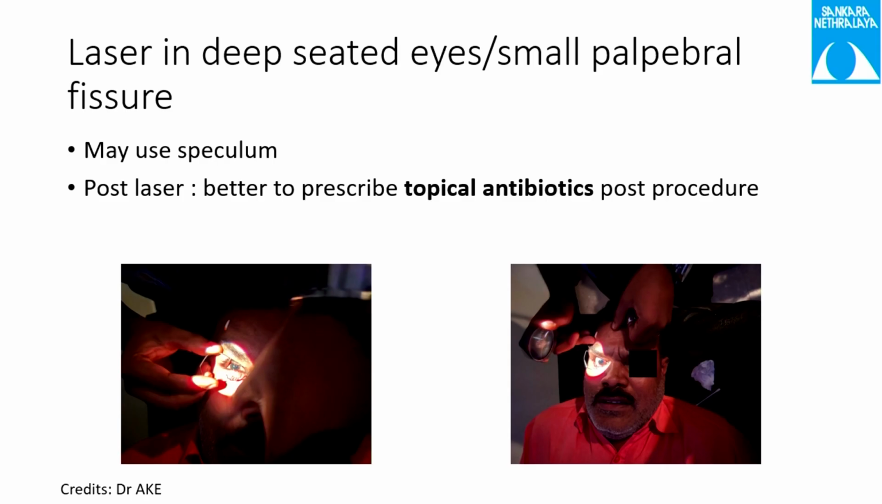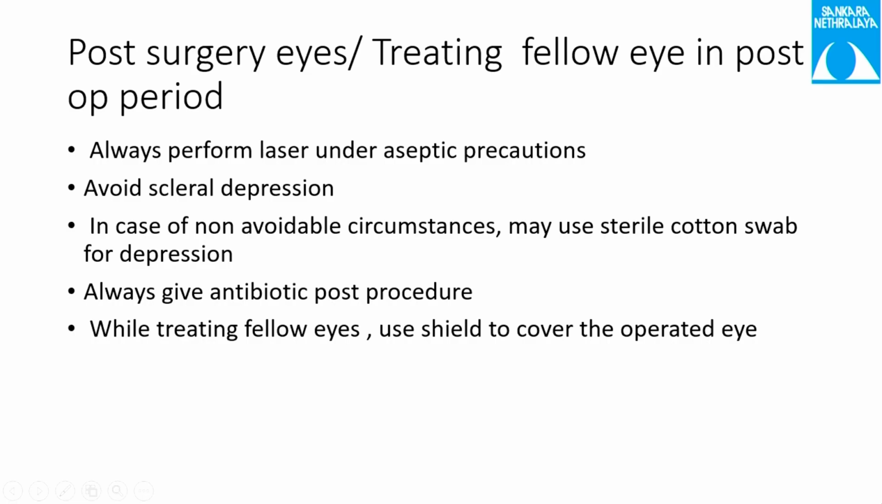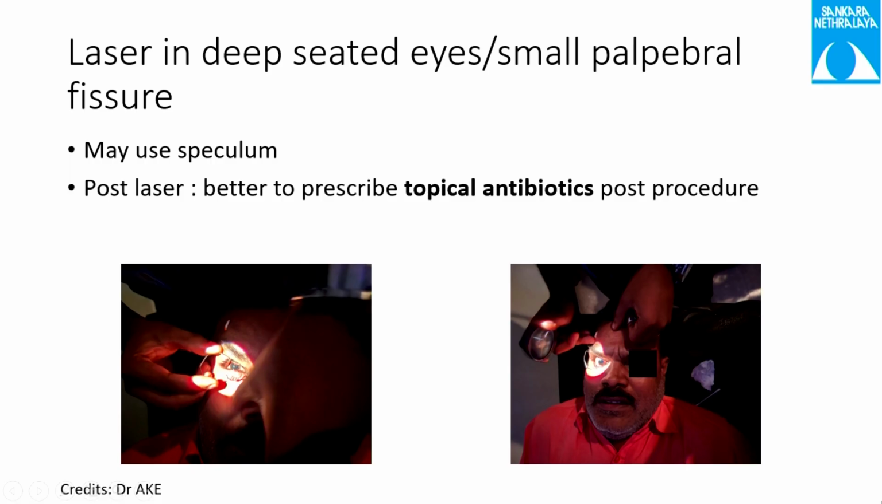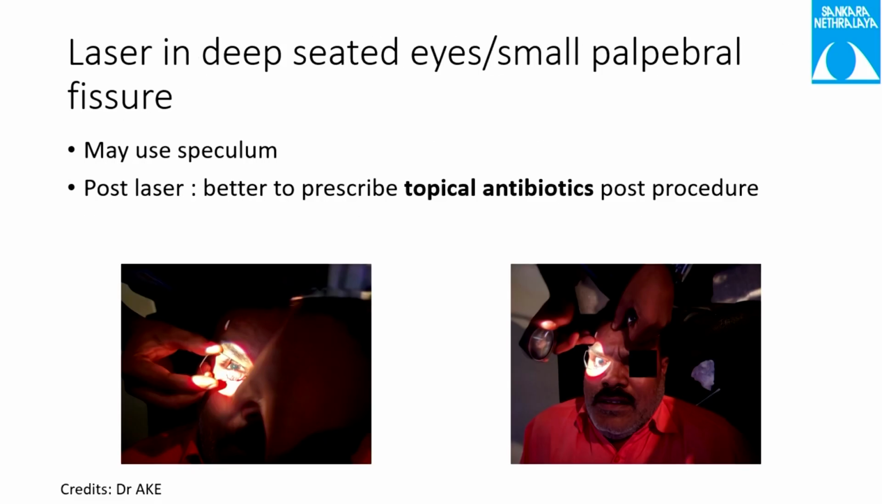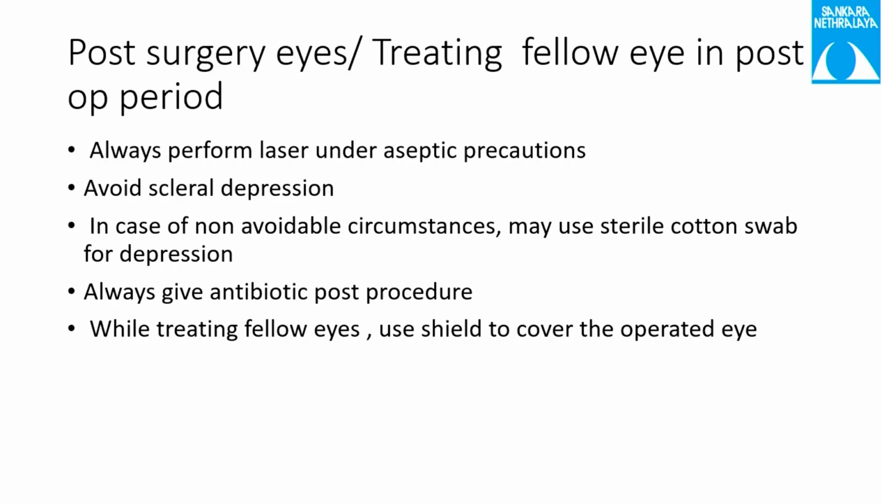How to go about in eyes with deep-seated eyes with small palpebral fissure? One may definitely try without using the speculum initially. If the laser is really not possible, one may try using an adult speculum or pediatric speculum based on the age of the patient. And just remember that whenever you are using the speculum, one must always prescribe topical antibiotics post-procedure along with topical steroids whenever needed.